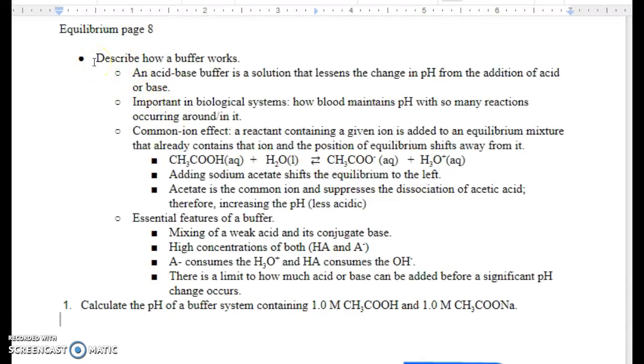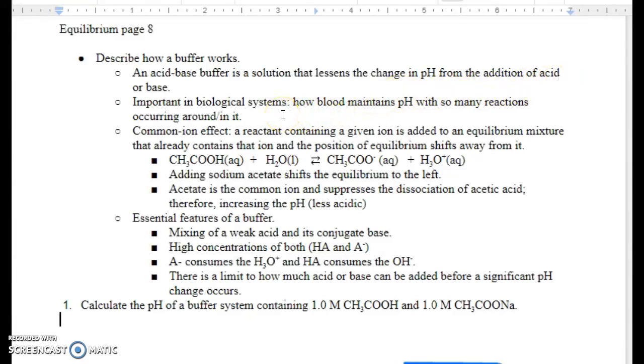Equilibrium page 8 is going to describe how a buffer works. You may have heard of a buffer from the perspective of a buffered aspirin. That's basically something you take if you get an upset stomach pretty easily, and sometimes that's from your stomach acid being too high, which gives you indigestion and things like that. So basically, an acid-base buffer is a solution that lessens the change in pH from the addition of either an acid or a base.